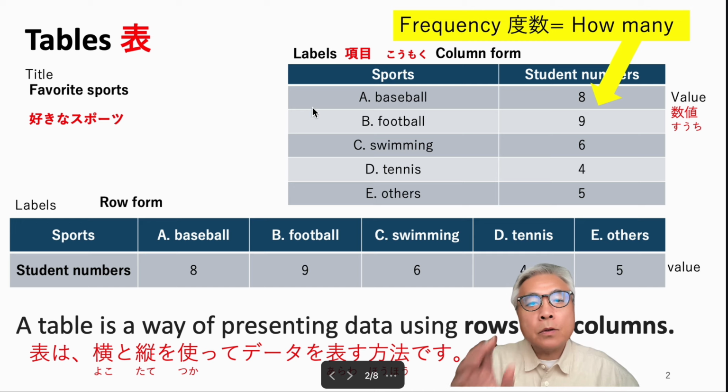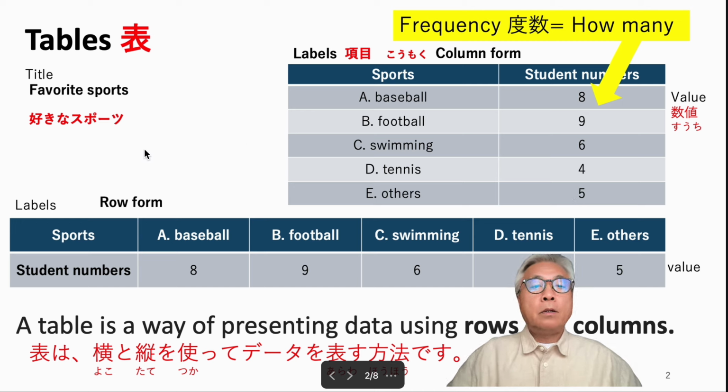Alright? So look at this column form. These are labels, sports labels. Baseball, football, swimming, tennis, others. Labels. これに対して、数値。これを value と言います。values と言います。So student numbers are values 8, 9, 6, 4, 5.